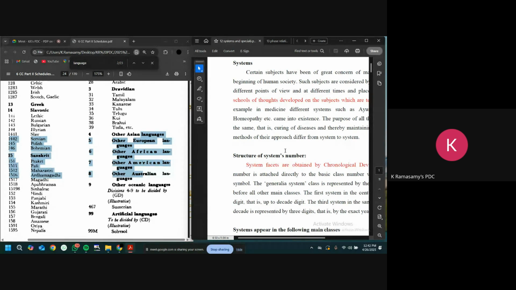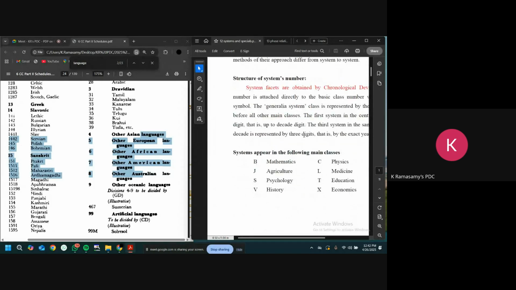How to do it, how it has to be done, that's called a system. Systems and specials are not available in all the main classes, but only in very few main classes. Ranganathan has given systems and specials. And where are they given? Normally, systems and specials appear at the end of the main class. If you go to a particular main class, at the end of the main class, if at all systems and specials are available, they are listed.